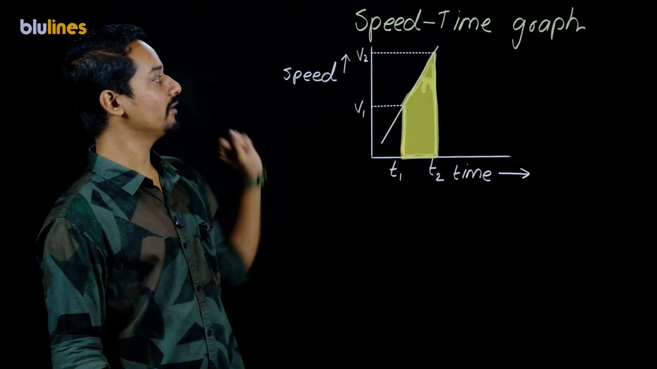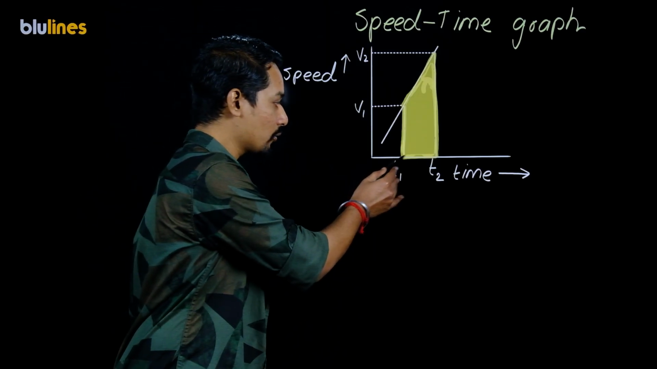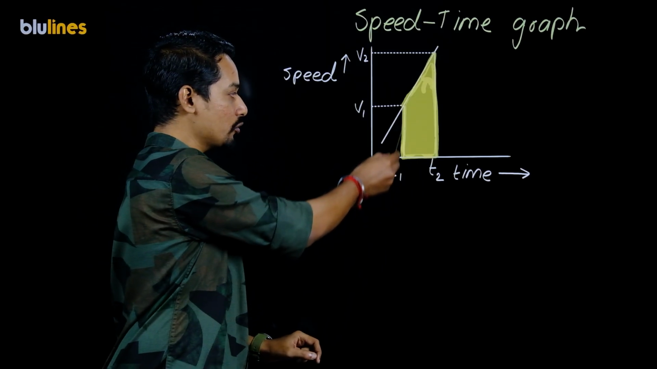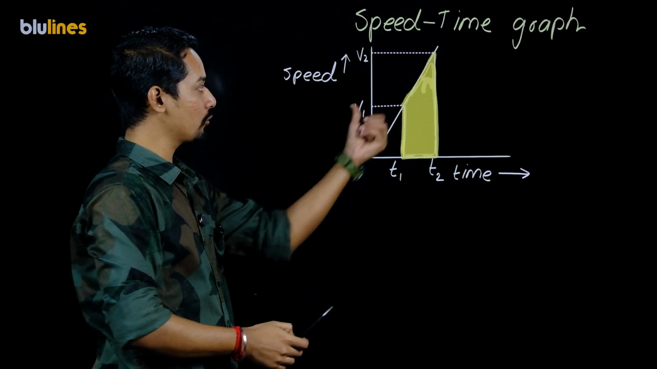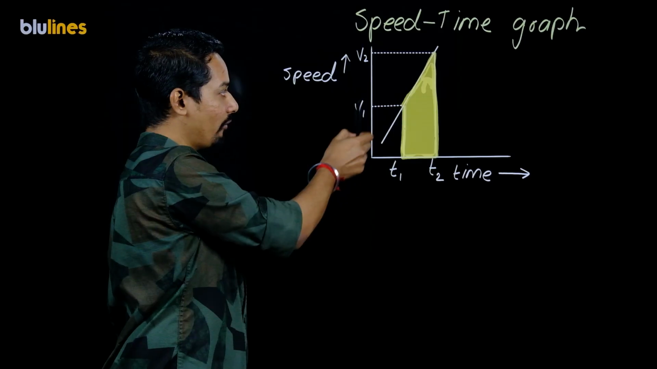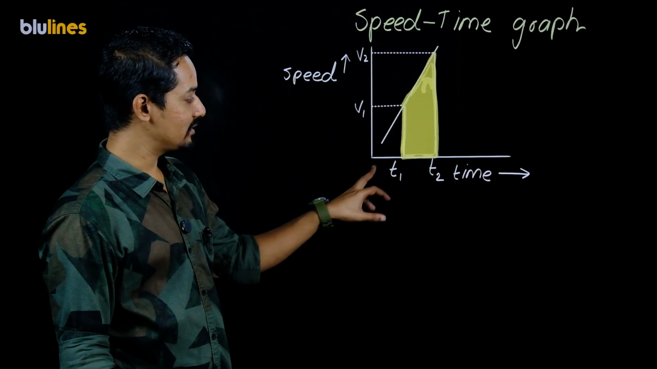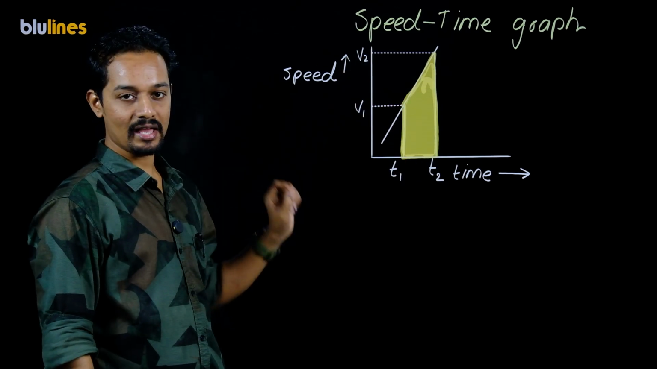Now I have a speed time graph. The y-axis will be speed and the x-axis will be time. Here I have two times measured, T1 and T2. Corresponding to T1, I move upwards and drop a perpendicular to the y-axis, and I have V1, and similarly for T2, I have V2. It is like saying at time T1 it has a speed V1 and at time T2 it has a speed V2.